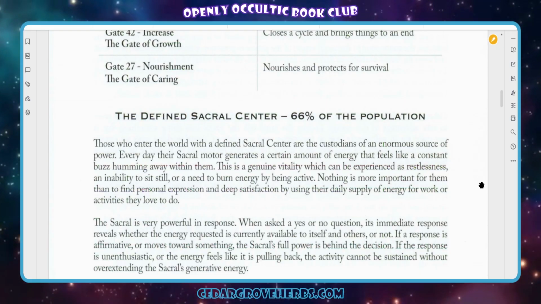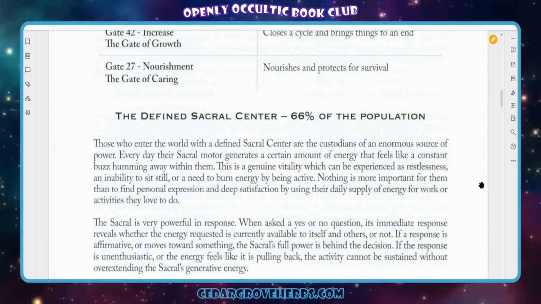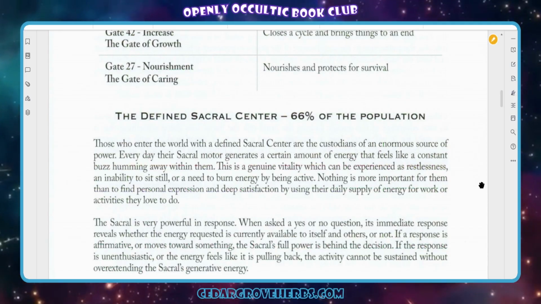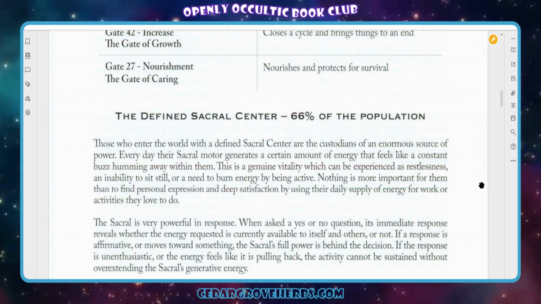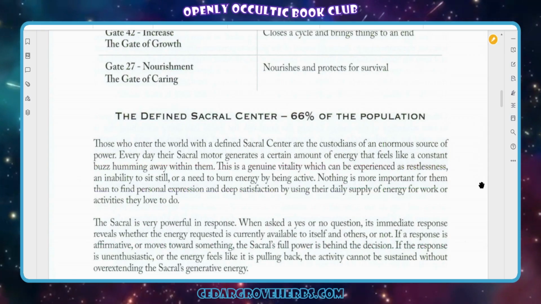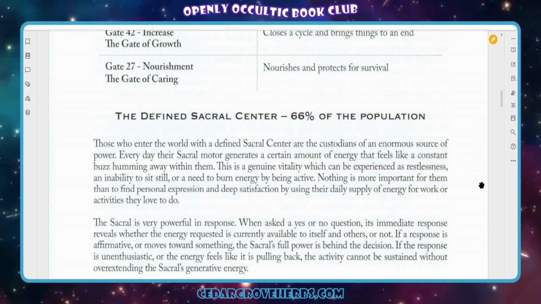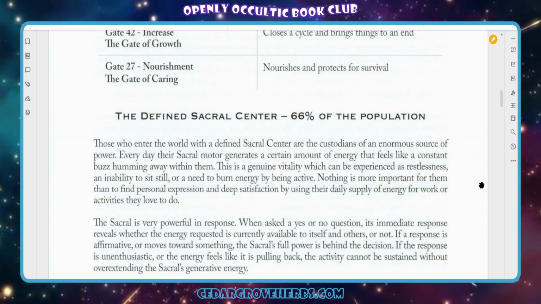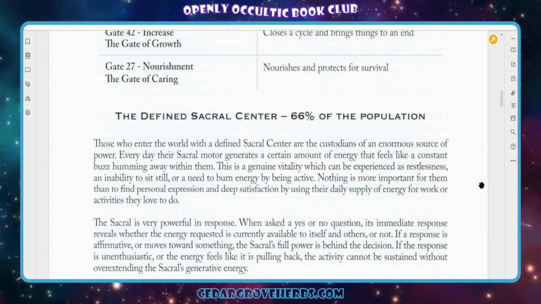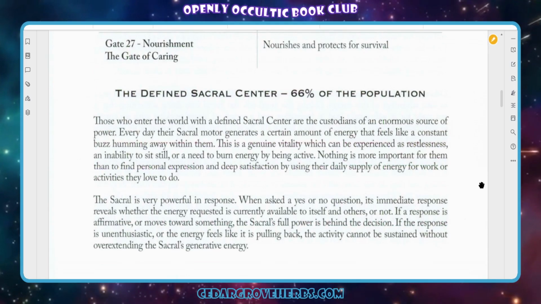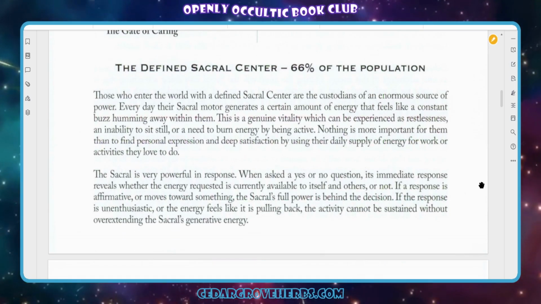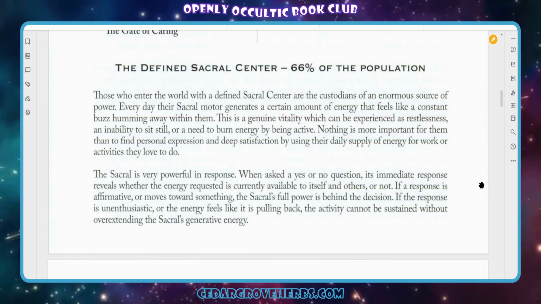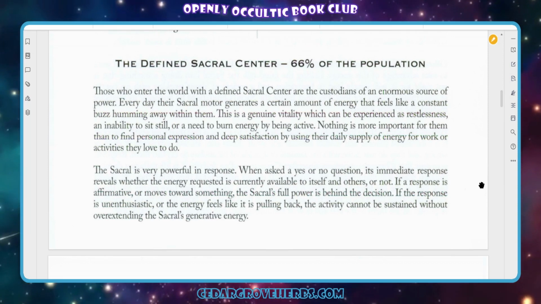Every day, their sacral motor generates a certain amount of energy that feels like a constant buzz humming away within them. This is a genuine vitality which can be experienced as restlessness, an inability to sit still, or a need to burn energy by being active. Nothing is more important for them than to find personal expression and deep satisfaction by using their daily supply of energy for work or activities that they love to do.